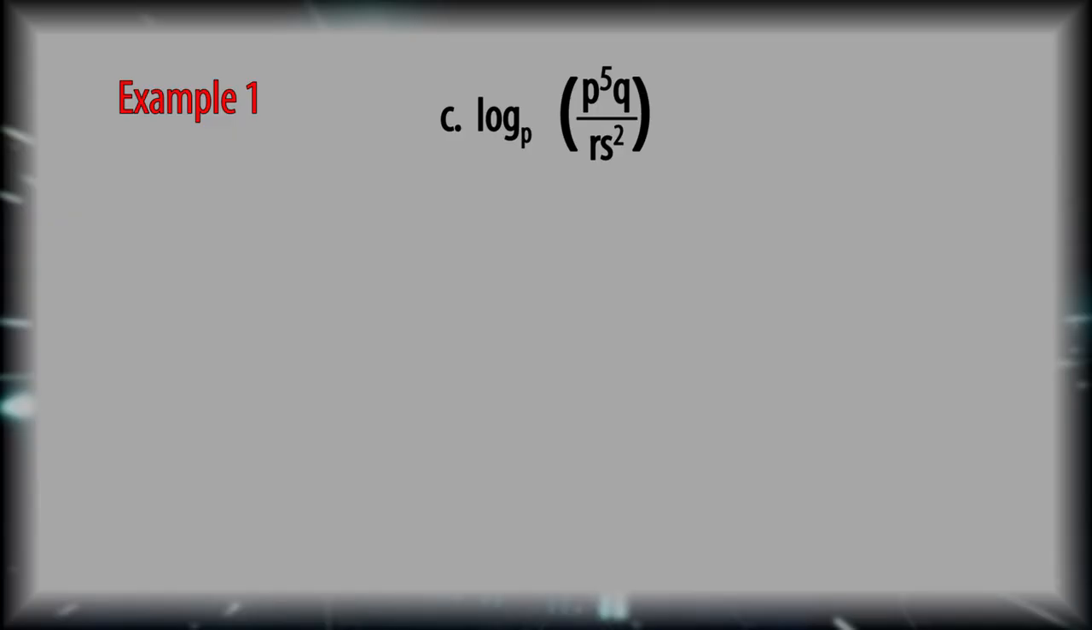The third example says log base p of p raised to the power 5 times q divided by r times s raised to the power 2. Again, we will start by changing the multiplication and division to become addition and subtraction. Then we change the powers to become multiplication. And then finally, we write our expression in the simplest and nicest form.